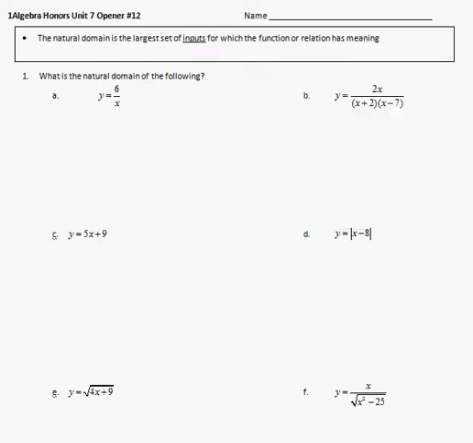In Unit 7, opener number 12, we're going to be looking at finding the domain of a bunch of different functions. The natural domain is the largest set of inputs for which the function or relation has meaning.